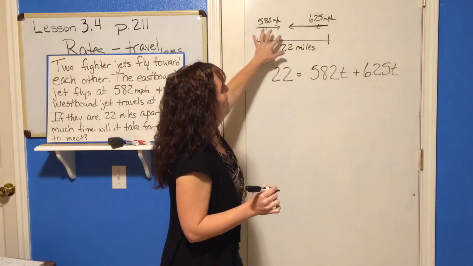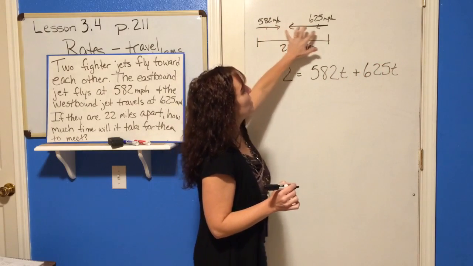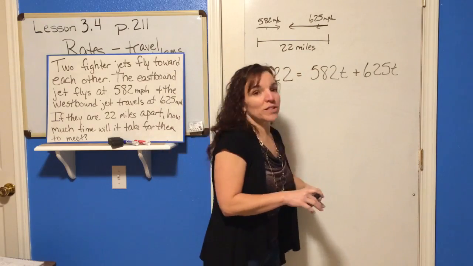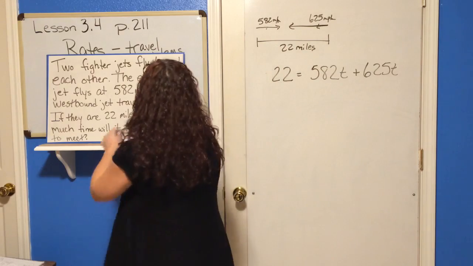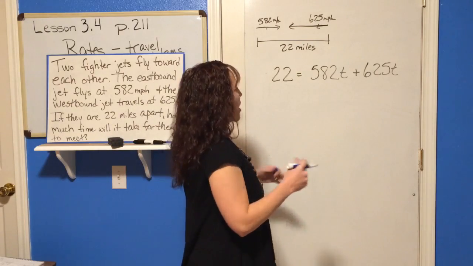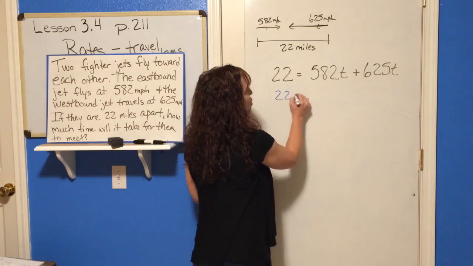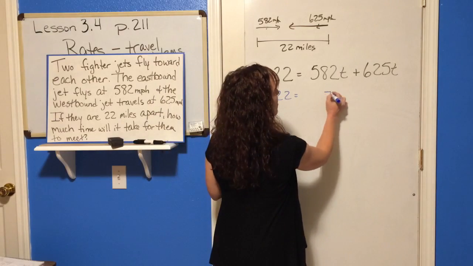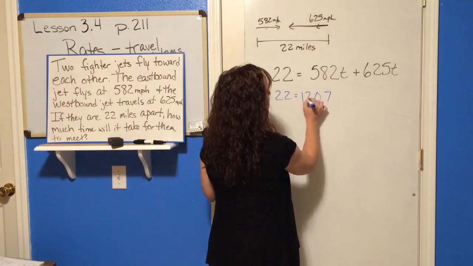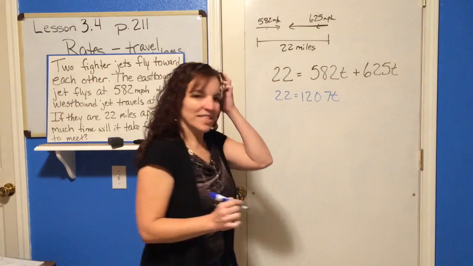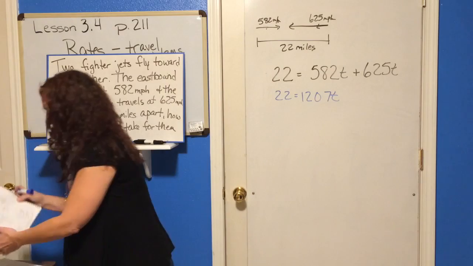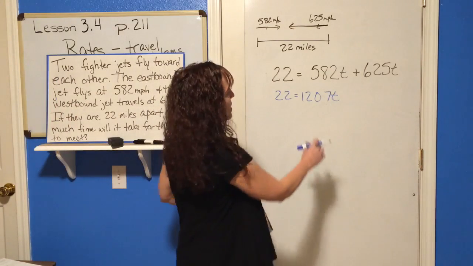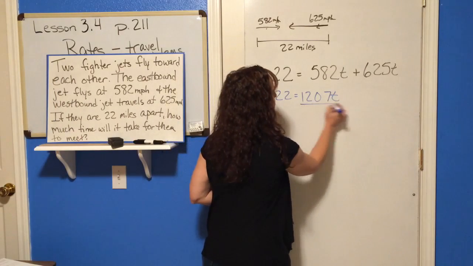So if I add the distance this plane goes and the distance this plane goes, the total distance together should be 22 miles. So once again, it's a simple matter of just solving it. So we've got 22 equals 582 plus 625, which is 1,207 T. And now, be careful because this looks all crazy because you got the huge number on bottom, and that's okay. Watch this.